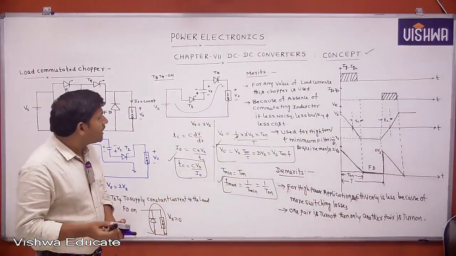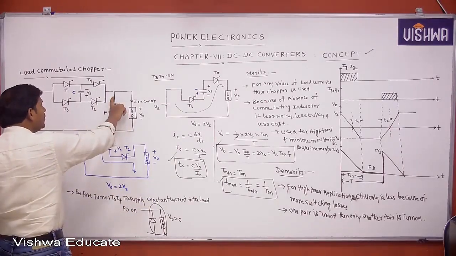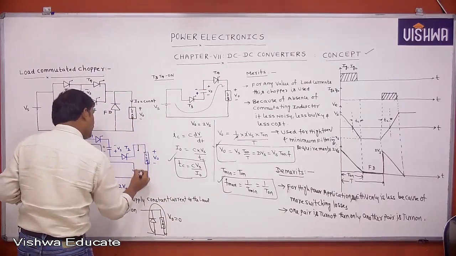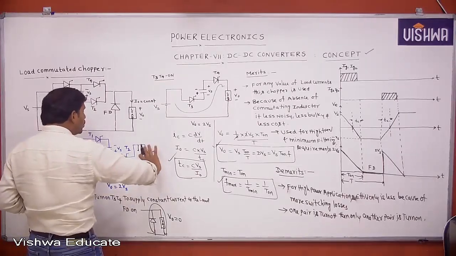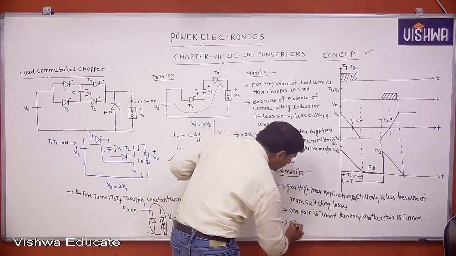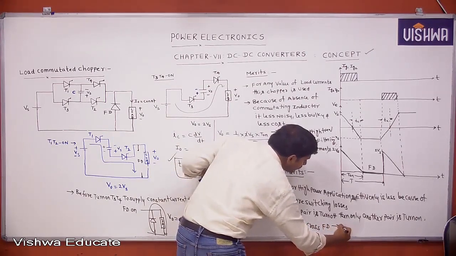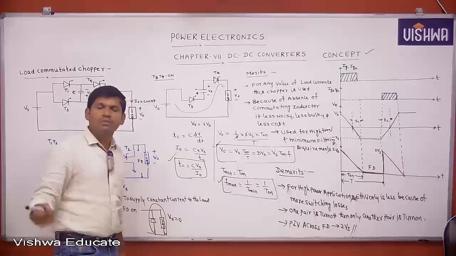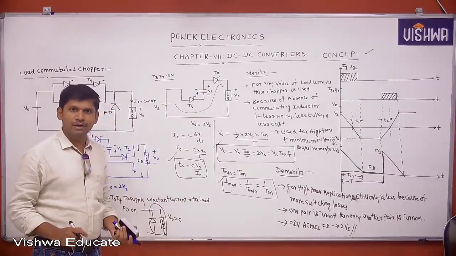But one more drawback is also there. What is the peak inverse voltage across the freewheeling diode? If T1, T2 is conducting, the freewheeling diode is under reverse bias condition. What is V0? 2 Vs. That's why peak inverse voltage across the freewheeling diode is 2 Vs. That is the peak instantaneous voltage across the load, similar to that of the voltage commutated chopper. This is also another drawback. Clear?